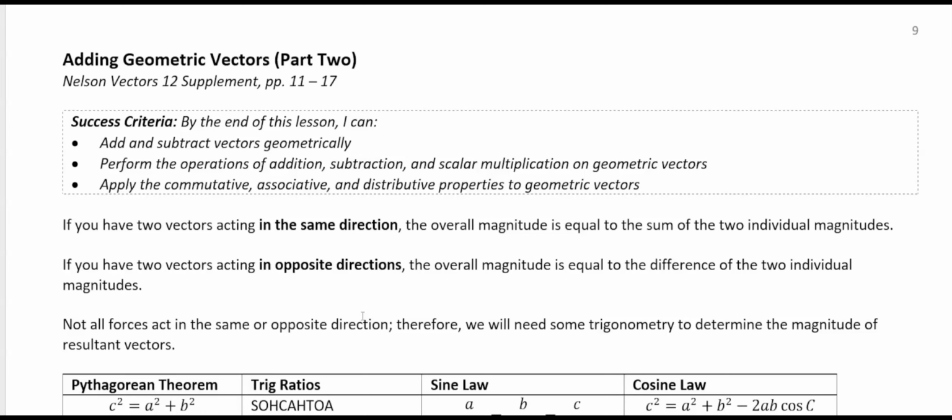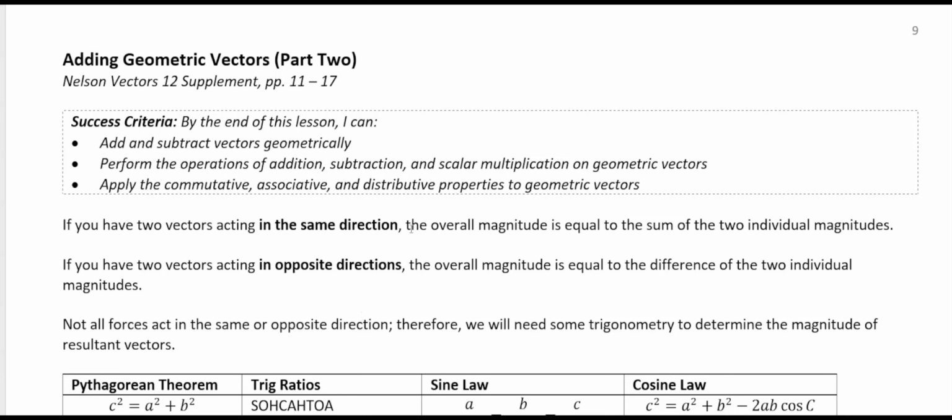In this video, we're going to be adding geometric vectors, but it's going to be a little bit more complicated this time. If you have two vectors acting in the same direction, the overall magnitude is equal to the sum of the two individual magnitudes. If you have two vectors acting in opposite directions, the overall magnitude is equal to the difference of the two individual magnitudes. But what do you do when you have not this clear-cut example of adding two vectors?